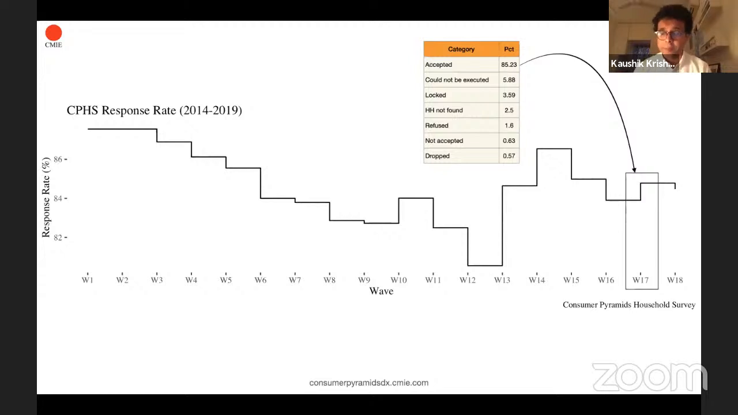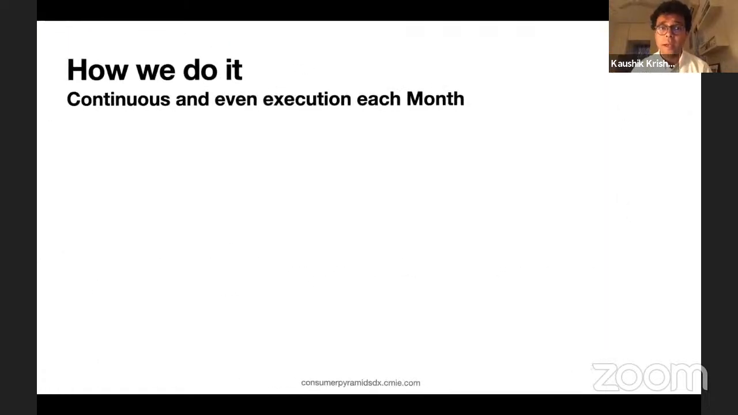waves, etc. The point to note here is that once you're in the domain of non-response, right, that's everything from the second row down to the last row, the single largest contributor to non-response is could not be executed, which accounts for 5.88% of the total sample. Okay, so that's 6 percentage points of about 15 percentage points of non-response. So a lot of the non-response, almost half of the non-response, is because it could not be executed. I want to tell you why that's the case.